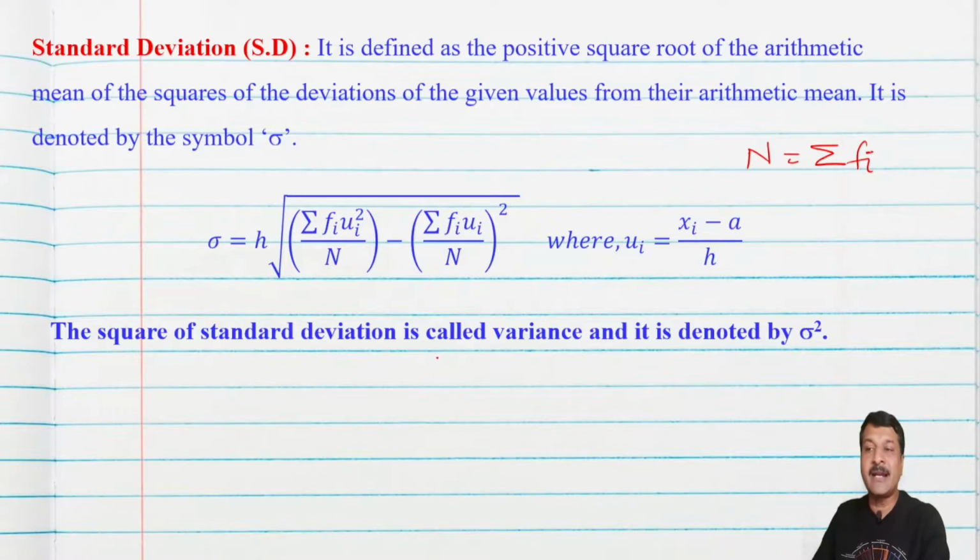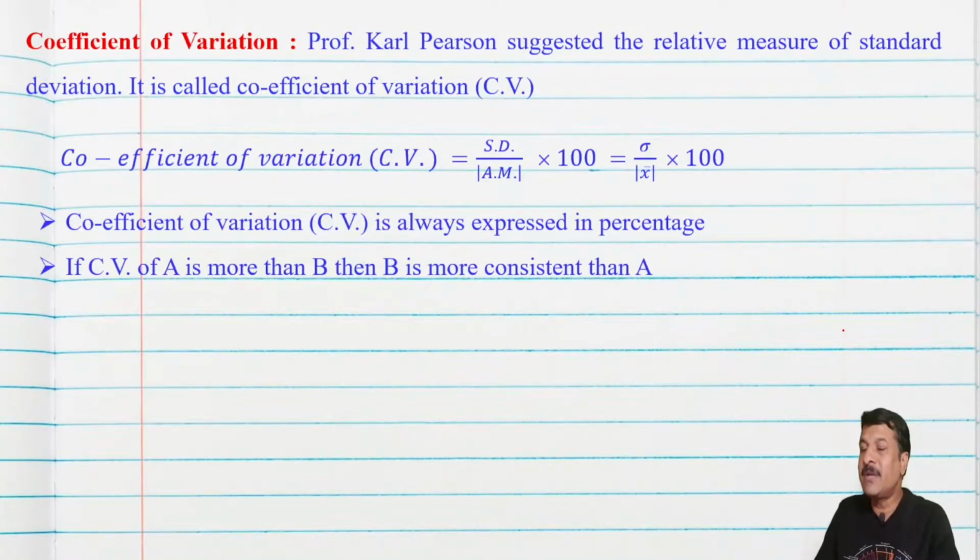The square of the standard deviation is called variance and it is denoted by sigma square. Sometimes we have to find the coefficient of variation. So what is this coefficient of variation? CV is equal to standard deviation upon mod of the arithmetic mean, into 100. That is equal to sigma upon mod of x bar into 100. So the coefficient of variation is always expressed in percentage. If the coefficient of variation of A is more than B, then B is more consistent than A.